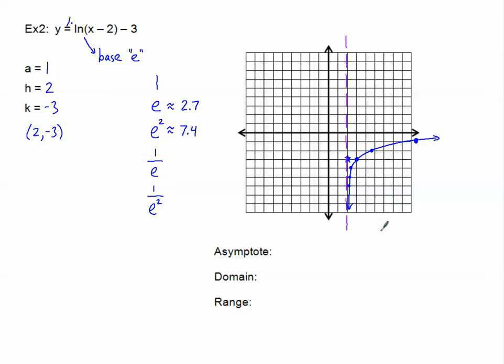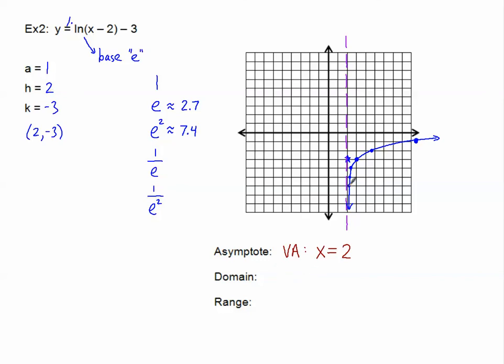And there's our third logarithm. This one is a natural logarithm, but we can graph that just like any other base. And let's do our final questions here. Our asymptote, again, we have another vertical asymptote. So it's an x equals equation. In this case, it's x equals 2. And again, that happens because h is equal to 2. We shifted 2 units to the right.